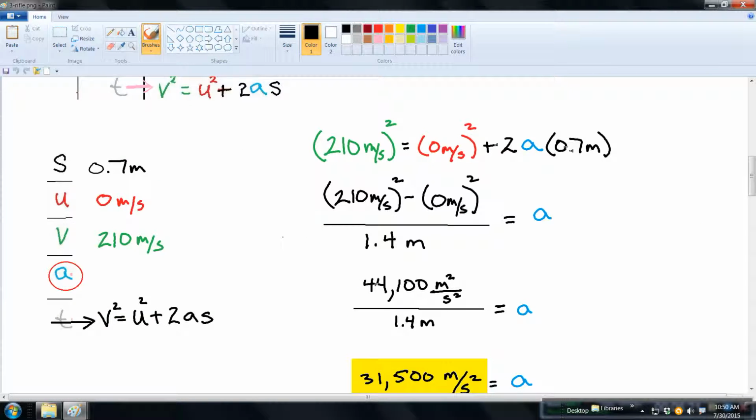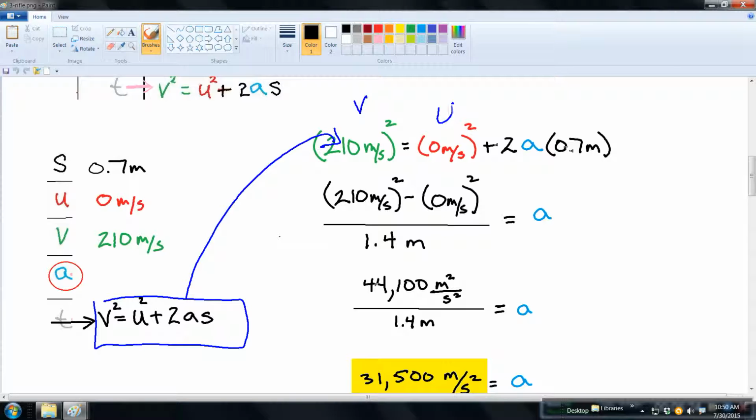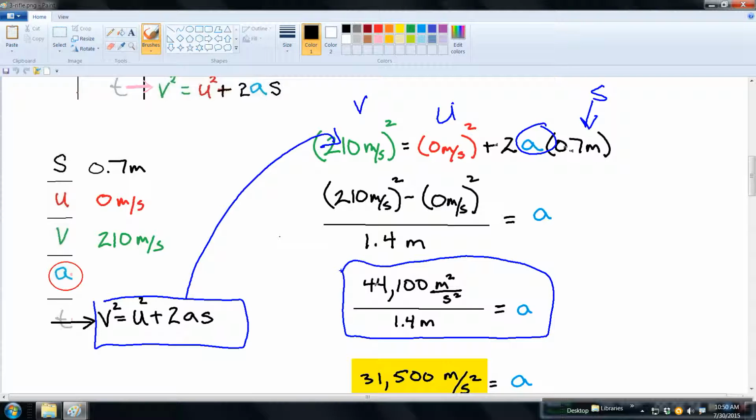We come down here. I filled in the data again, and so we take our equation here and we plug in the information that we have. We've got v, 210 meters per second. We've got u, 0 meters per second. S, our displacement, is 0.7. We're solving for a. We do the math, move things algebraically around, and I'm assuming that you can follow the math here, pause the video if you need to. So we end up with that.